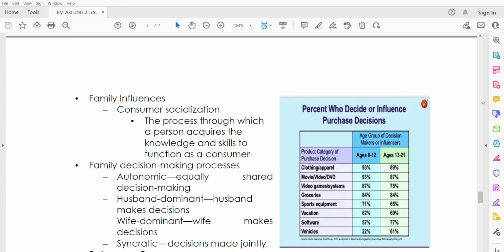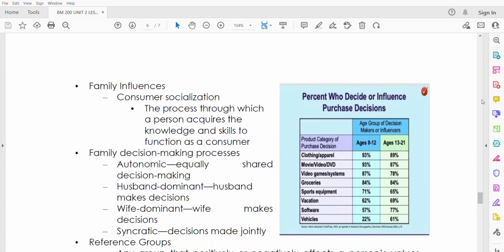Another social influence is family influences. So, the process through which a person acquires the knowledge and skills to function as a consumer is referred to as consumer socialization. So, sa family decision-making process na atay autonomic, husband-dominant, wife-dominant, and syncretic. So, in family influences, we cannot deny if there are certain practices or certain kanang mga patterns of behavior observed in the family, those would also greatly affect our consumer buying behavior.